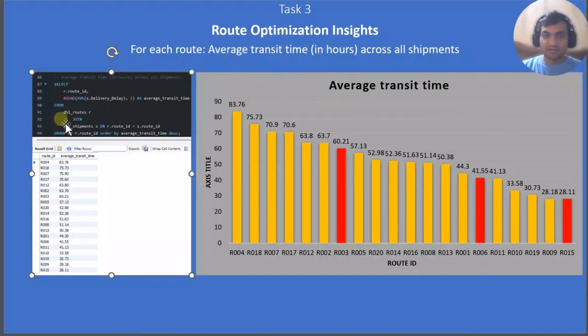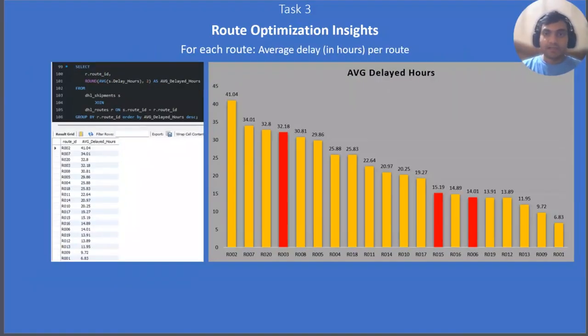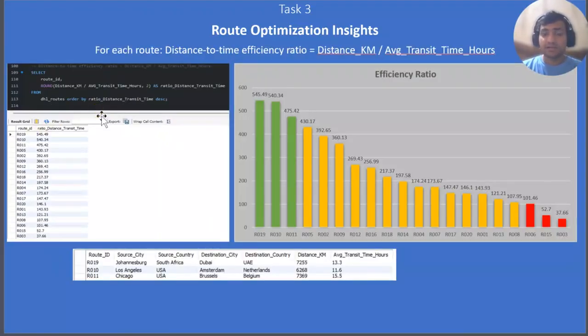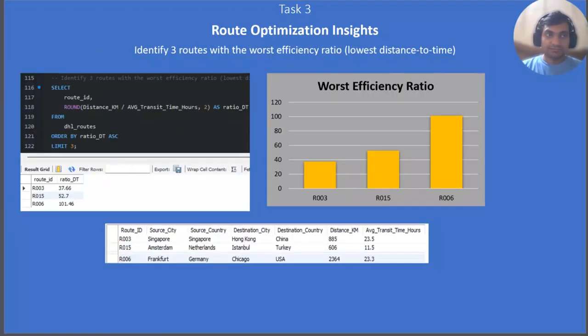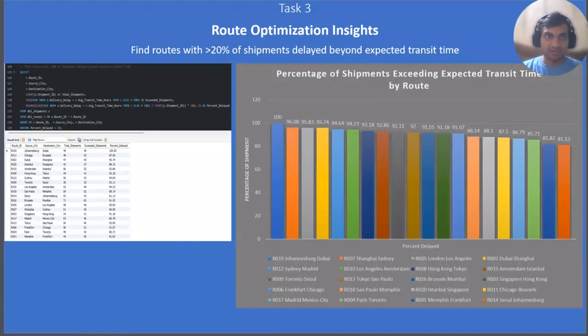This is task 3. In this task, here is the query calculating average transit time across all shipments for each route. This is for each route average delay is calculated. In this query, each route distance to time efficiency ratio is calculated, and we can see that route 19, 10, and 11 has the highest efficiency, and these are the worst efficiency routes. We can see the route from which they are connected to and from where they are coming from.